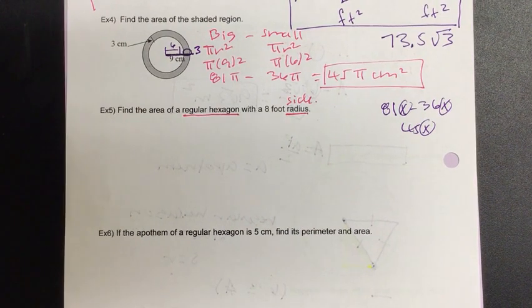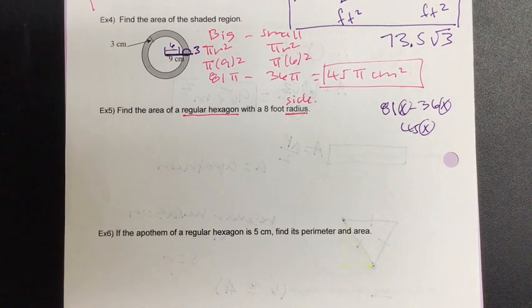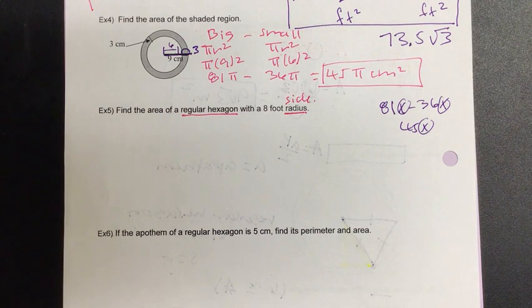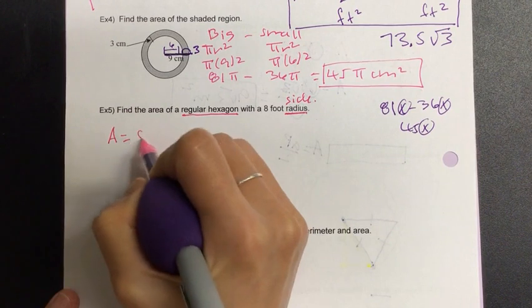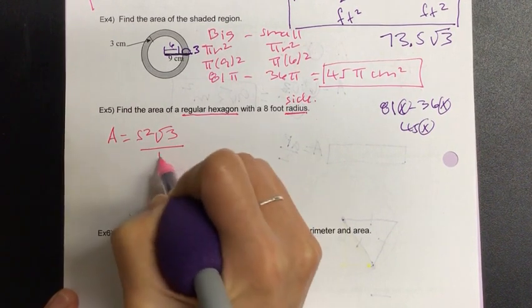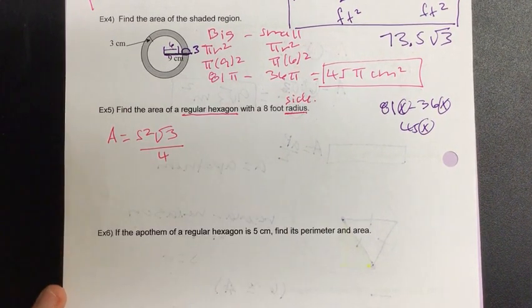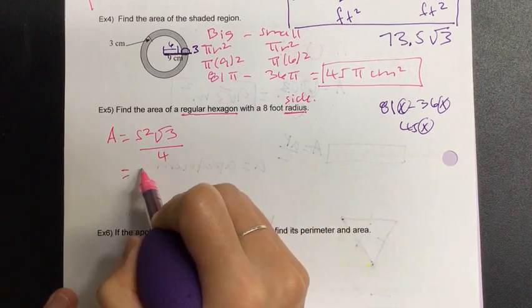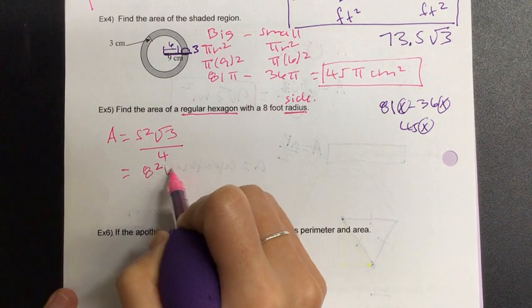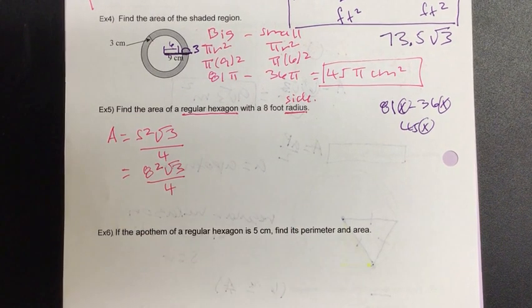So given the regular hexagon, what's the trick that we can use instead of using the apothem? Equilateral triangle. Equilateral times 6. Let's do that. Area is equal to, I'm going to start with the equilateral triangle. And we know the radius and the side are congruent for the regular hexagon. So my side is 8 squared root 3 over 4.